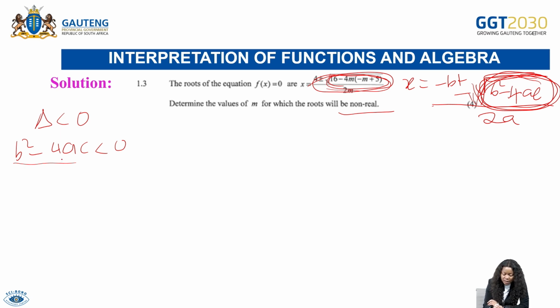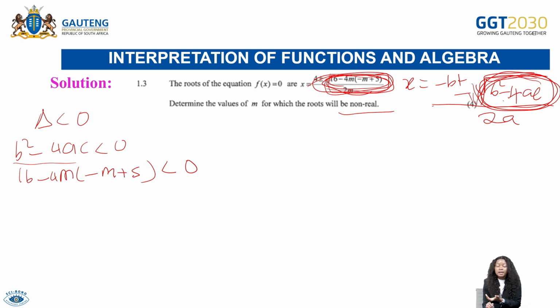So instead of b squared minus 4ac, you just substitute 16 minus 4m into -m plus 5 is less than 0. Why are we taking that? Because all of this is equivalent to b squared minus 4ac. If you remember your quadratic formula, whatever is inside the square root is given as b squared minus 4ac. So you say it is less than 0 so that your roots can be non-real. Then from there, let's multiply. You'll get 16. If I multiply -4m times -m, the negative times the negative is going to give you a positive, and then it's 4m squared.